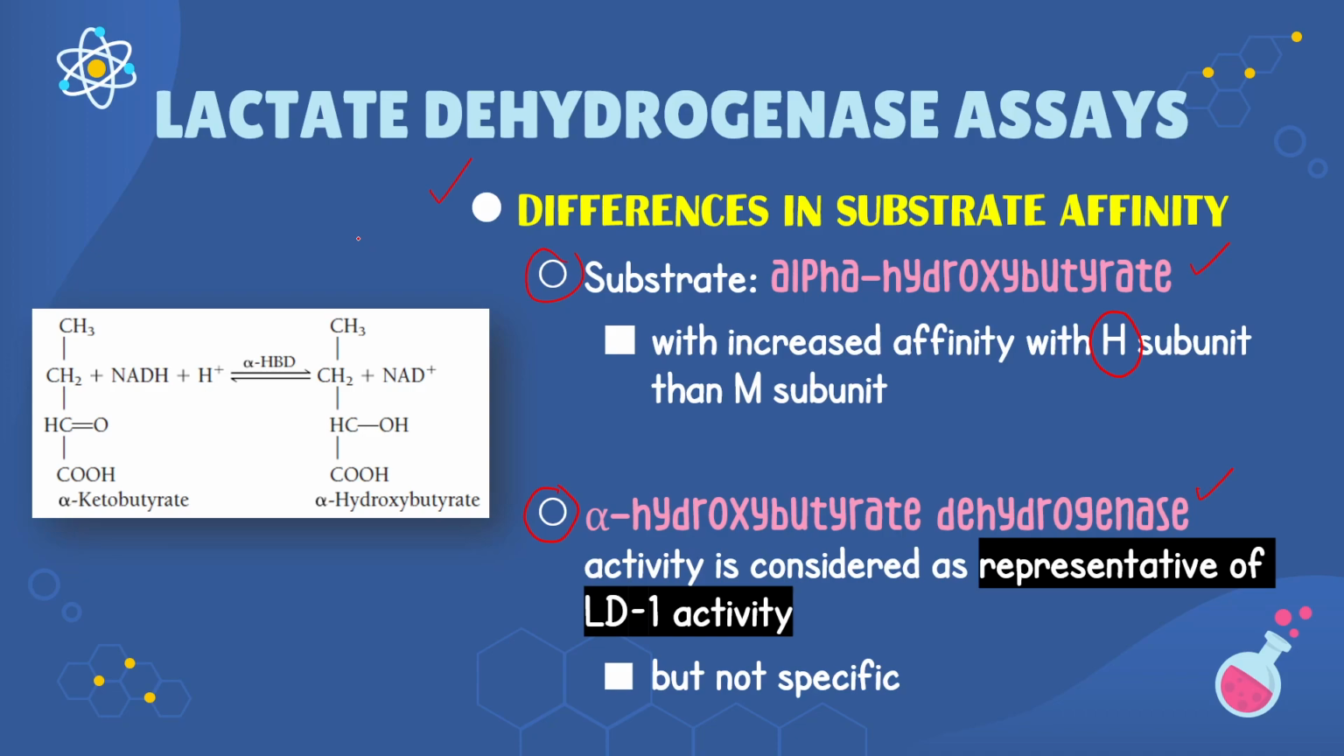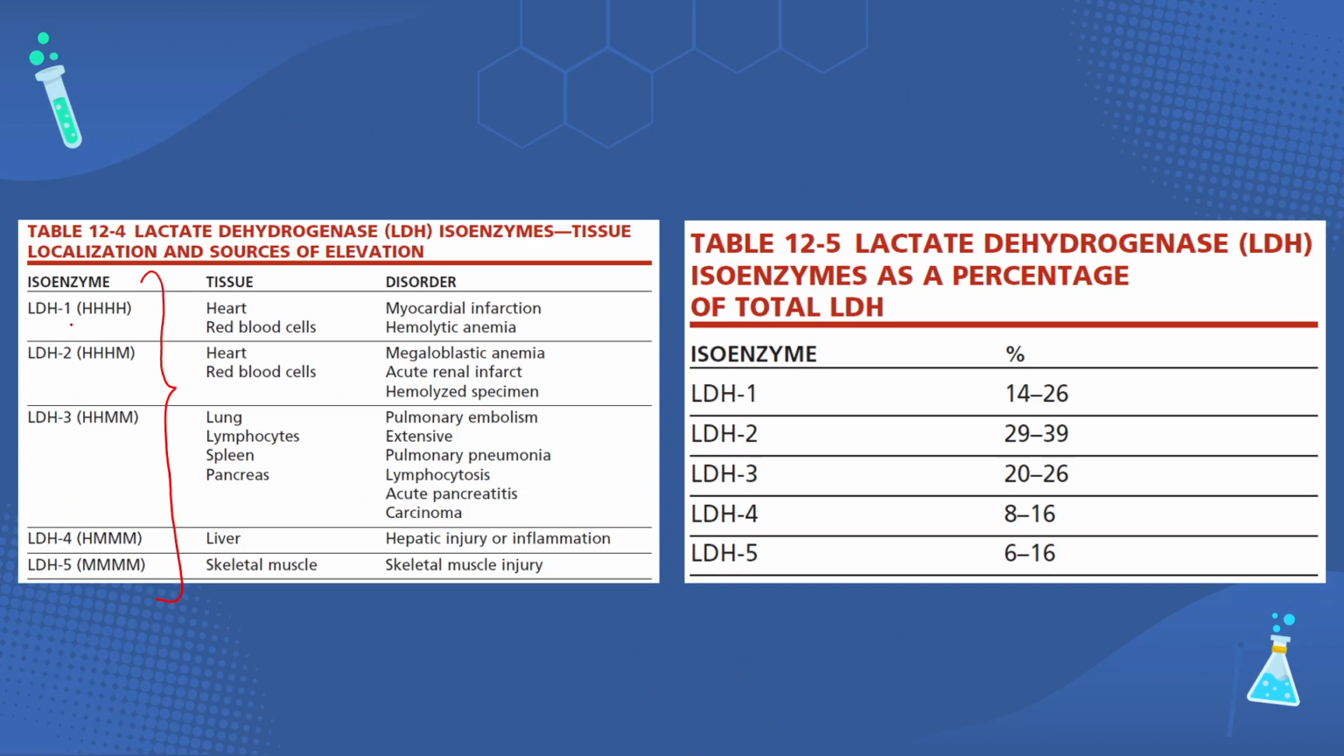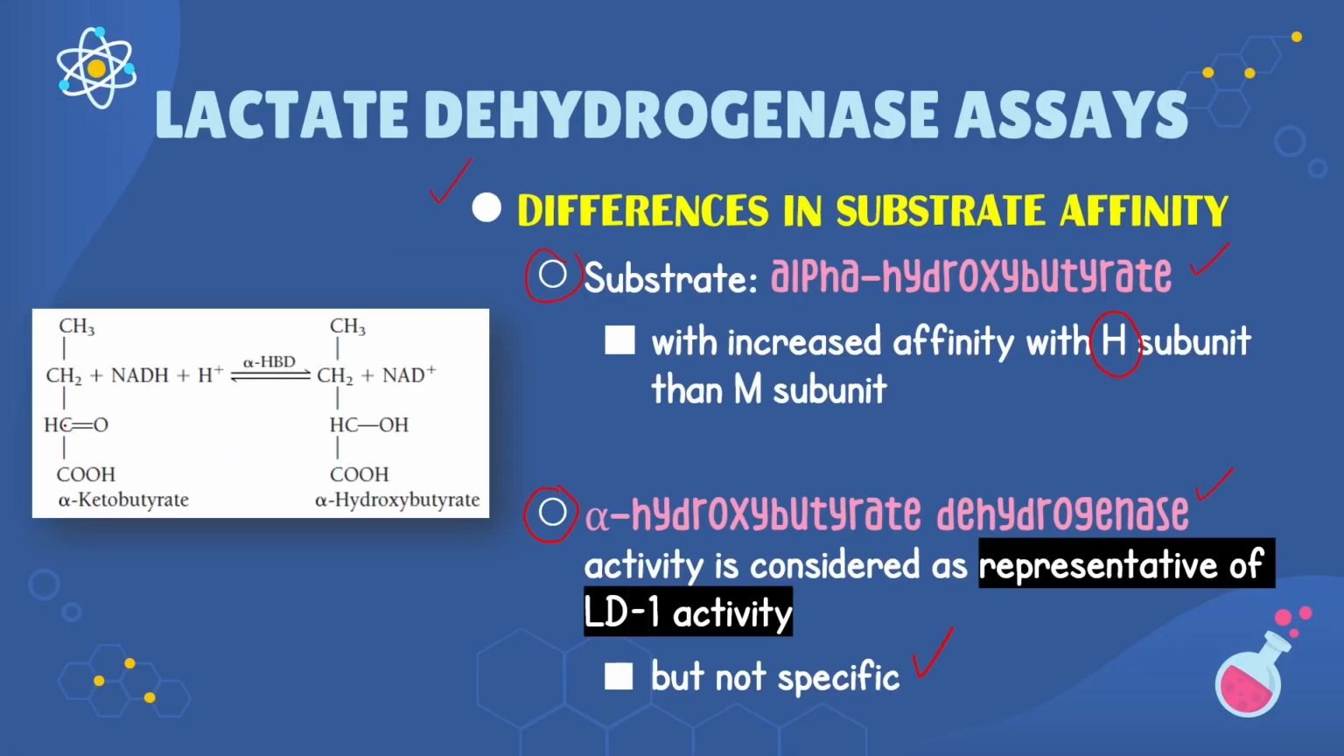What we will measure is the activity of your enzyme, and that enzyme is your alpha hydroxybutyrate dehydrogenase. That enzyme is a representative of your LD1 activity, but just take note that this is not specific. Why is it not specific? Looking at your other isoenzymes, they are not devoid of your H subunit, with the exception of your LD5. Only LD5 has 4 M subunits, but the rest, including your LD2, LD3, and LD4, still have your H subunit, thus making this test not specific.